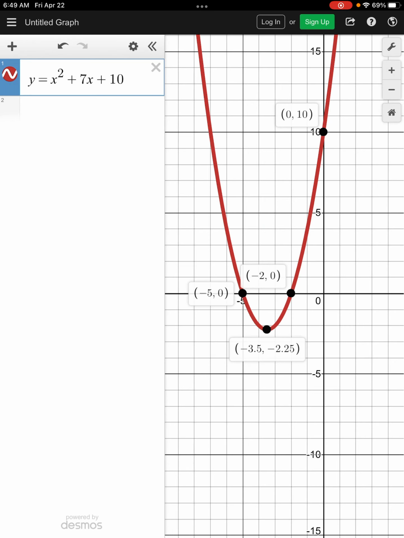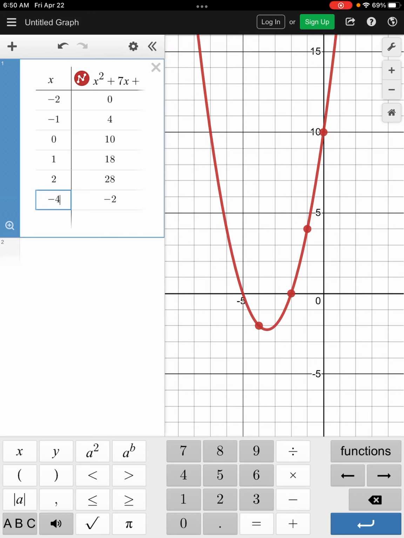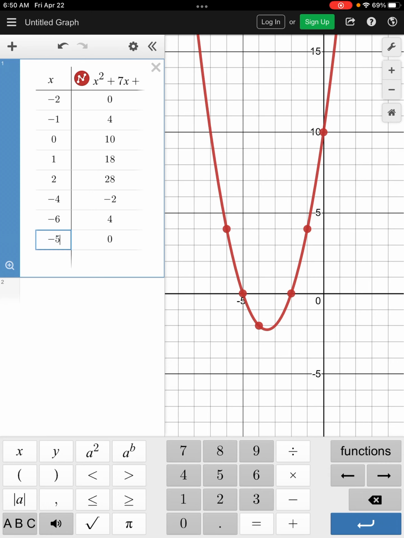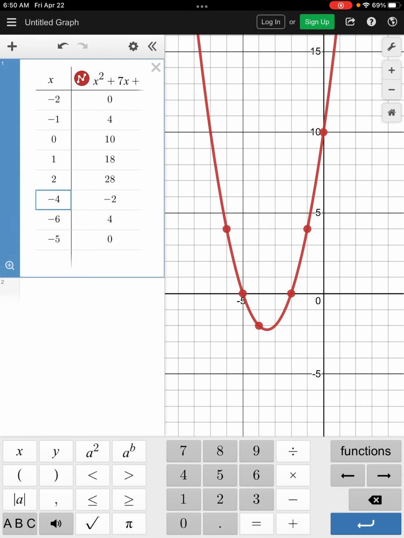Another way to look at this is you go to the gear or the settings and hit table, and you could type in -4 to see where we're at. Oh, it's not there. -6 is what I meant. Let's do -6. There we go. That's the coordinate I wanted. We could also do -5, and you'd have another point there.